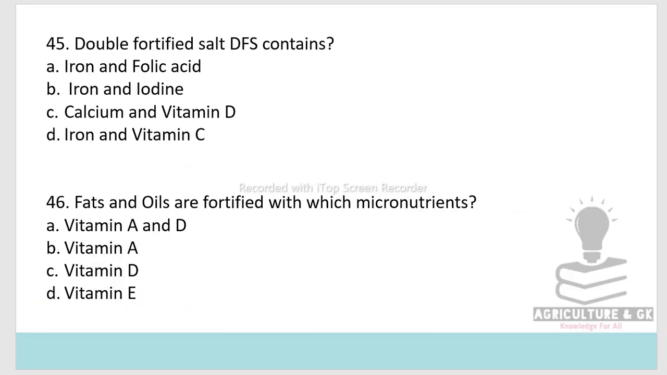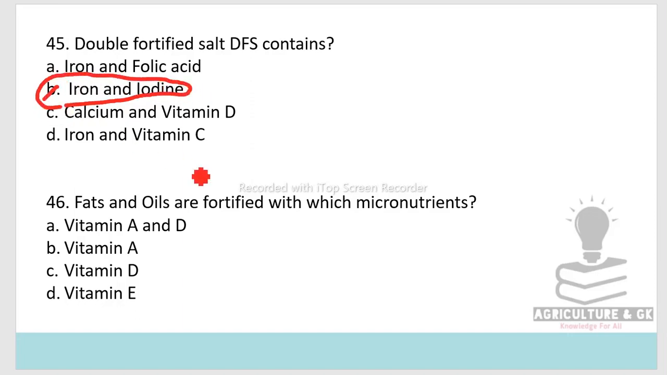Now moving to the next, double fortified salt DFS contain iron and folic acid, iron and iodine, calcium and vitamin D, iron and vitamin C. So the double fortified salt DFS contain iron and iodine. So our answer will be option B.